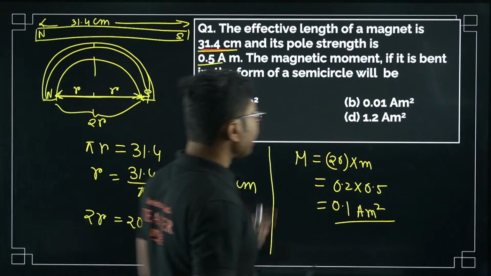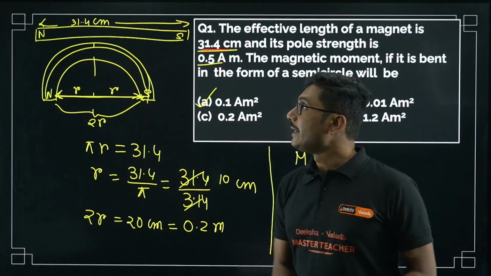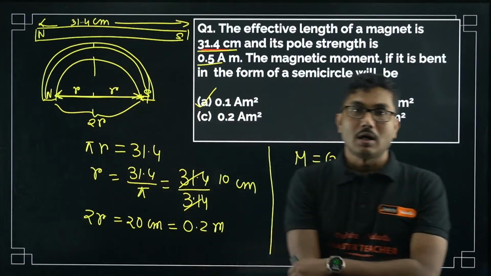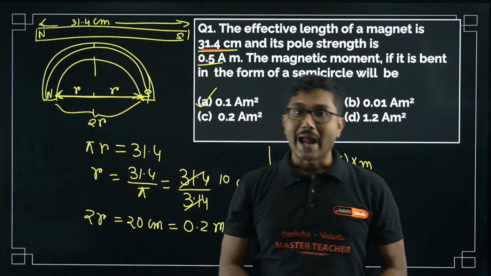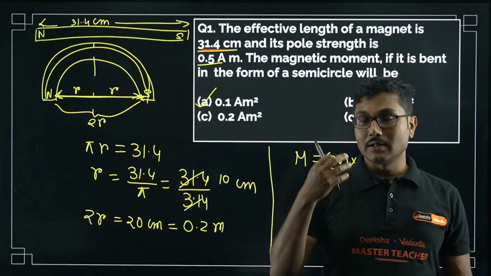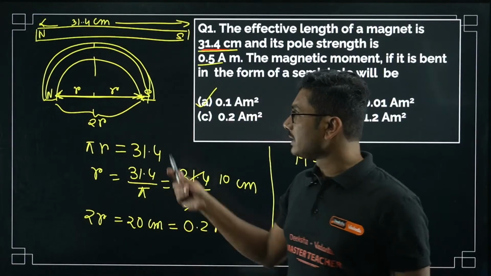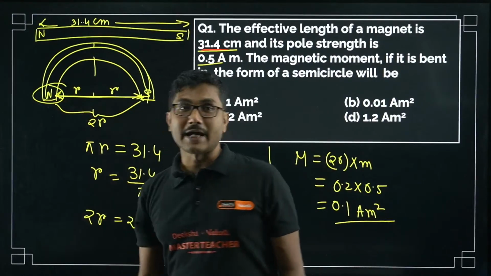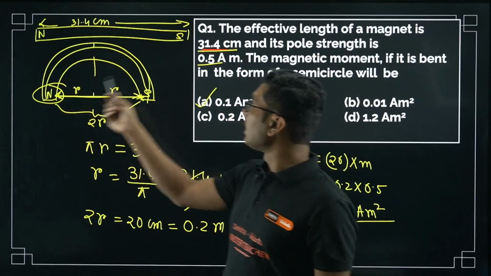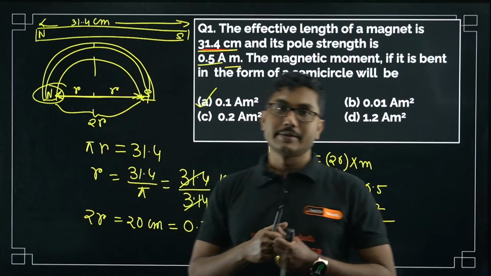So the question states that we have a long magnet of 31.4 centimeter, right? Now we have bent that magnet into a semicircular form, and we have to calculate the magnetic moment. Magnetic moment is similar to the dipole moment. If you remember, the dipole moment was the strength of one single charge times the distance between them. Now in the case of a magnet, a single charge is not there, we call it pole strength, which is equivalent to the charge.